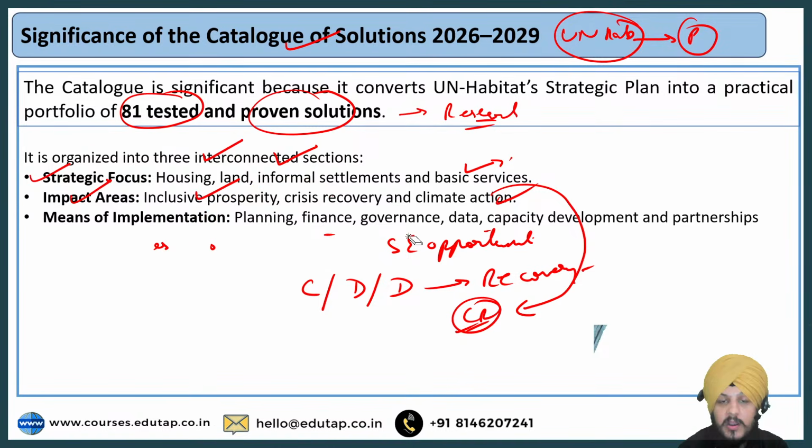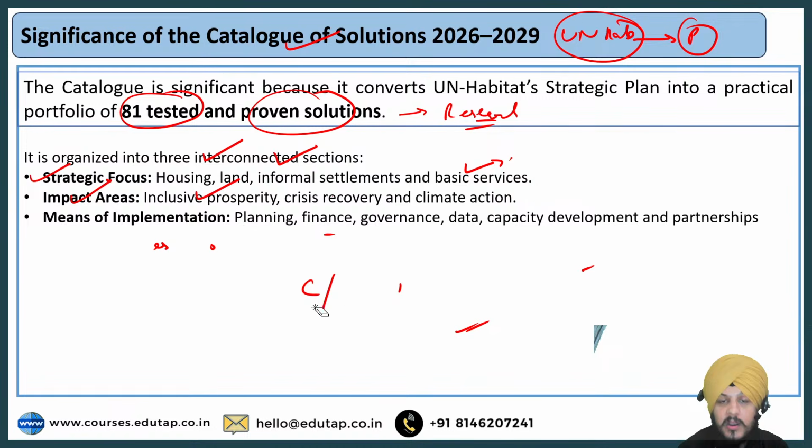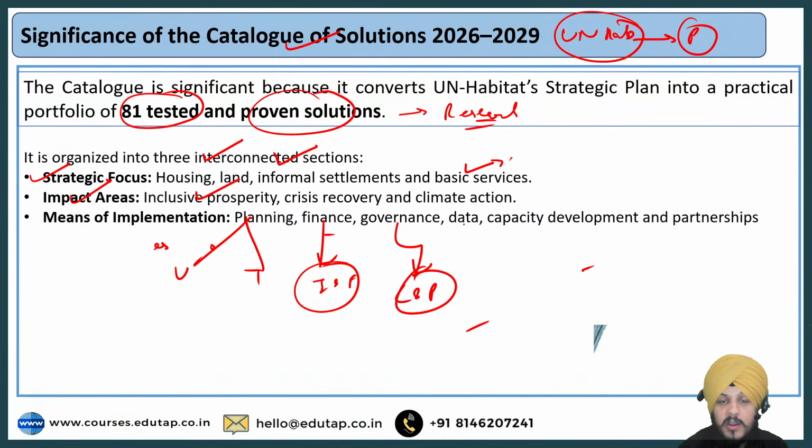Lastly, the means of implementation, which means how we are going to implement whatever we have planned. So it can include first of all planning, which means urban planning and territorial planning. It includes finance also, which means the investment and financing that these projects are going to require. It includes governance also, which means the different laws and policies that are there. It includes data and digital tools also, how we can use data and digital tools in the urban cities so that we can promote sustainability in the urban cities through modernization, through technological aid.